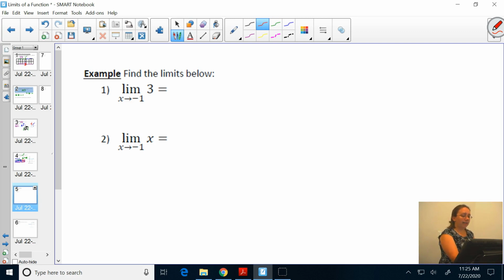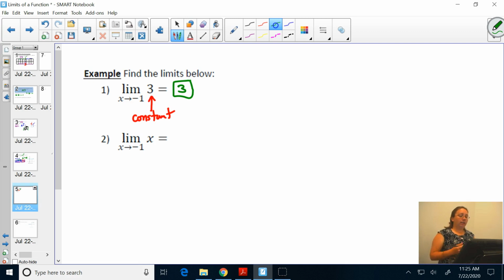The limit as x approaches -1 for the function 3. Remember, this is 3, meaning the function is always 3. This is the constant function. So, if your function is always 3, what's the limit? It's going to be the constant, the 3. Who cares what x is doing? The function is always 3. It doesn't change. Therefore, no matter where your x is approaching, the limit will be the constant value 3.